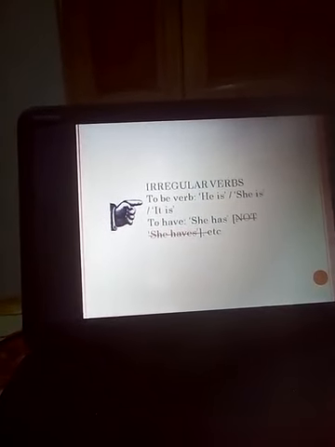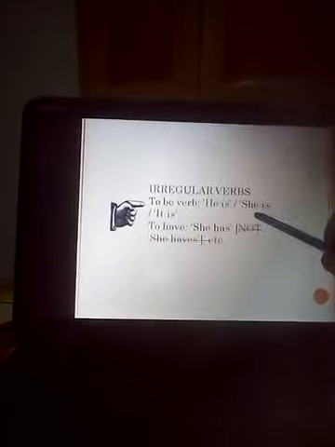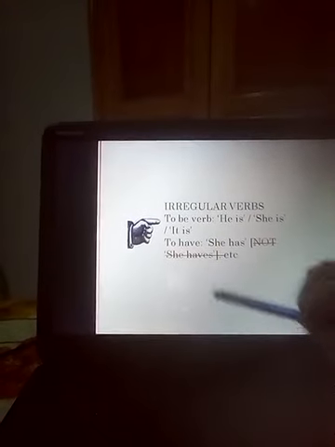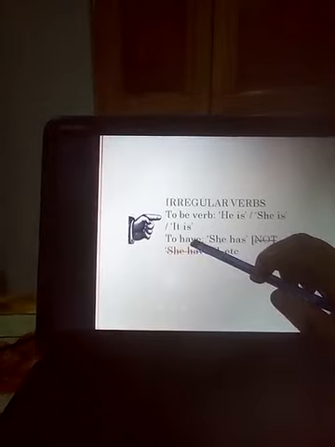Now, with the irregular verbs like verb to be and to have, when we conjugate the verb to be, is it correct to say to be's? No. So, he is, she is, it is. This is verb to be. When we have verb to have, is it correct to say haves? No. So, she has, not she haves. Okay? So, with verb to be, she is, he is, it is. And verb to have, he has, she has. Okay?